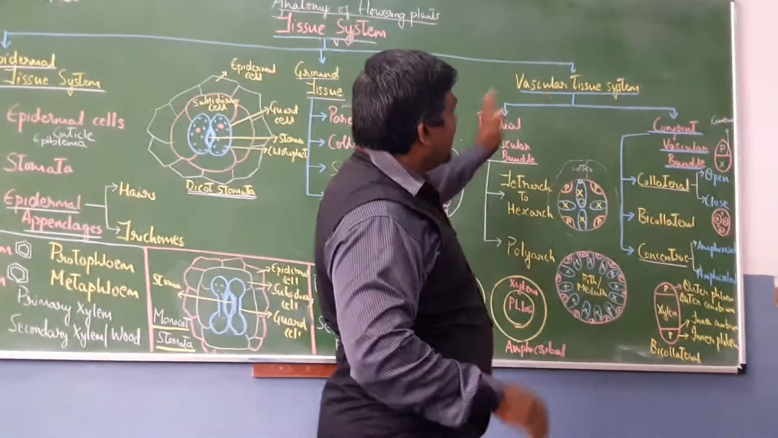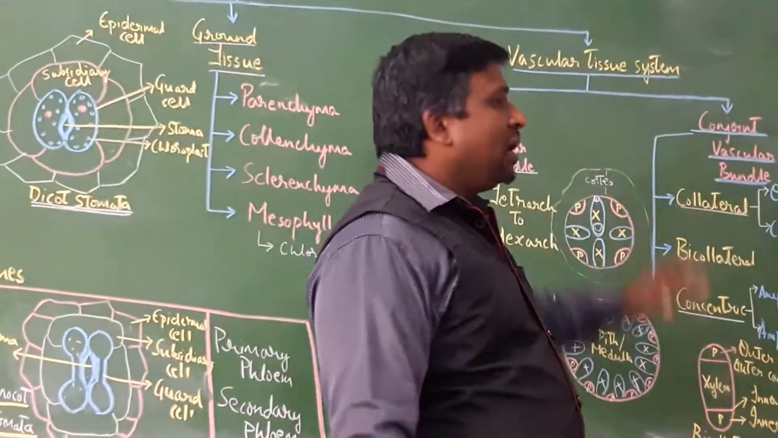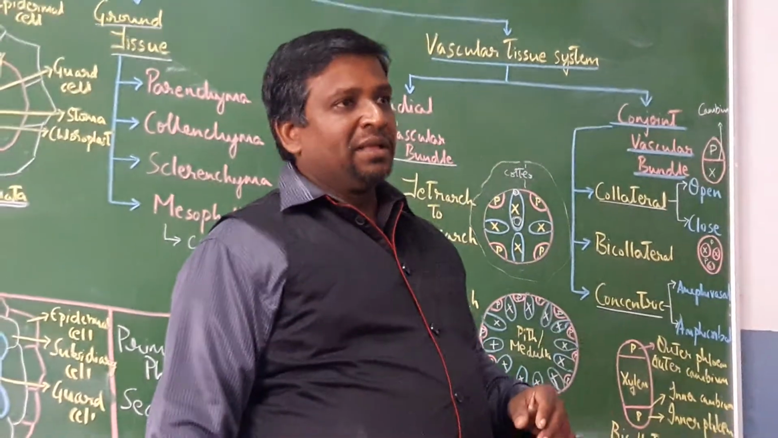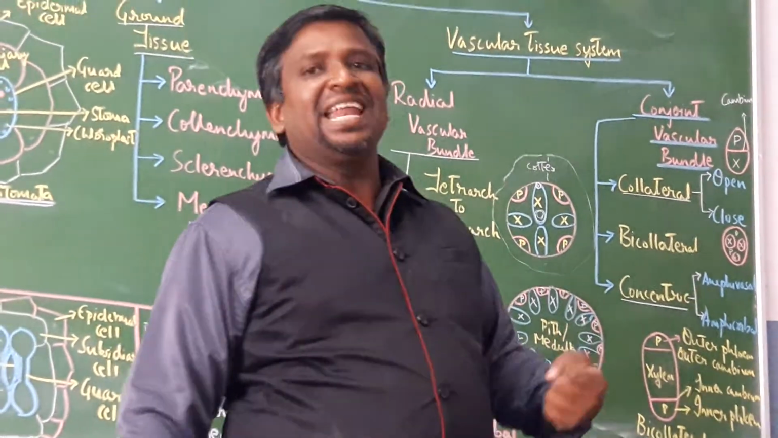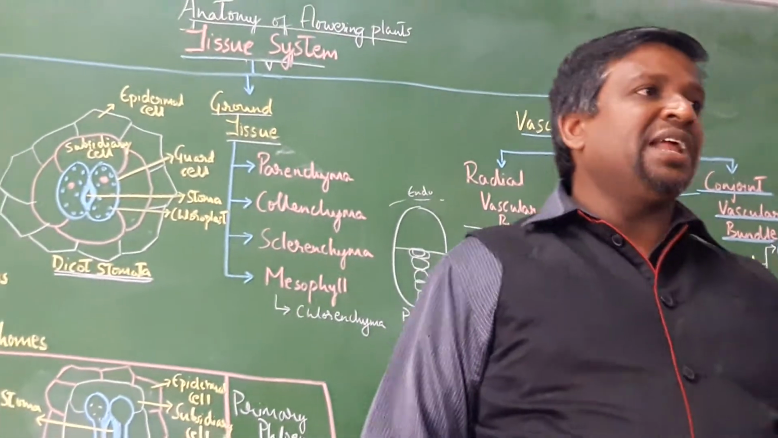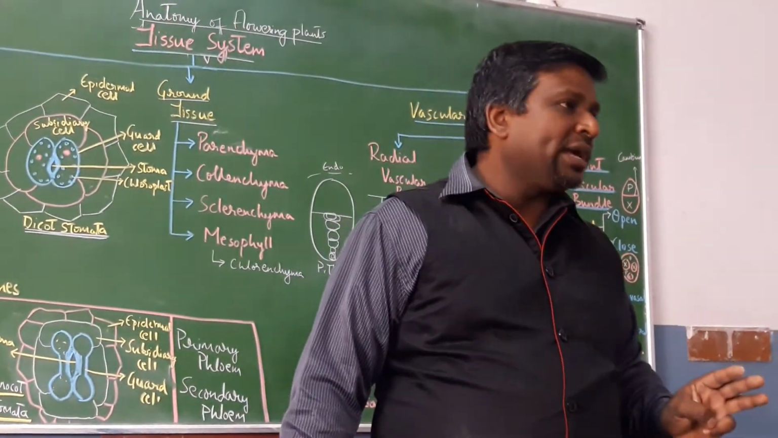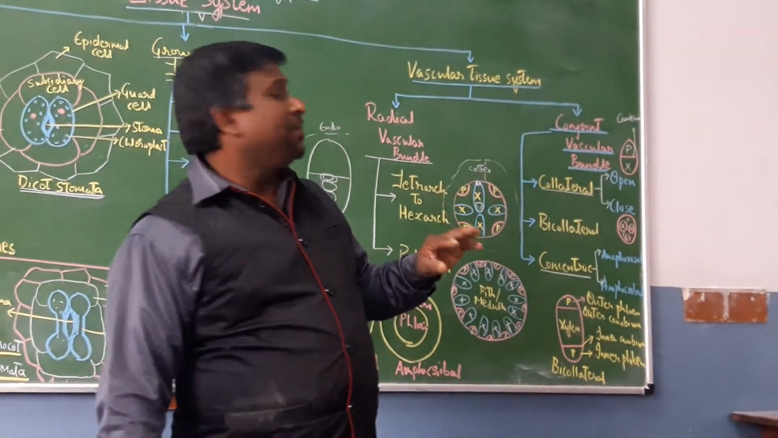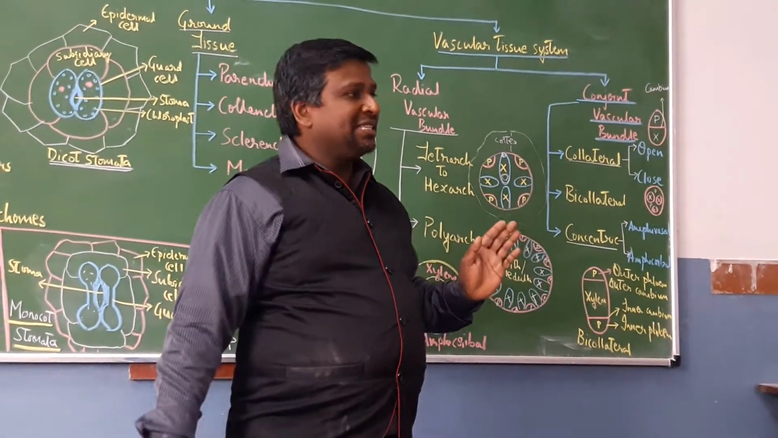Now we'll come to the last type of plant tissue system, which we call the vascular tissue system. We can also study it under the heading of vascular bundles. As the name indicates, we are talking about xylem, phloem, cambium, and how they are distributed. That is what we will consider.